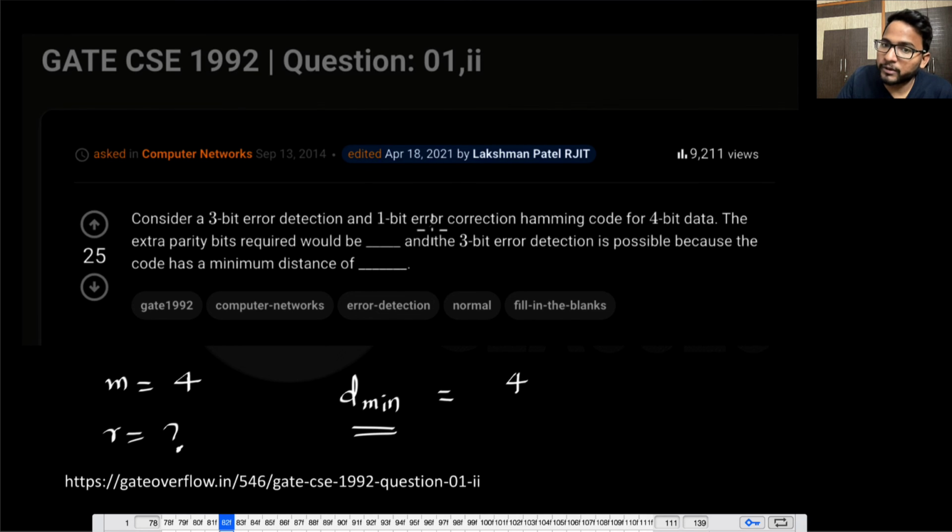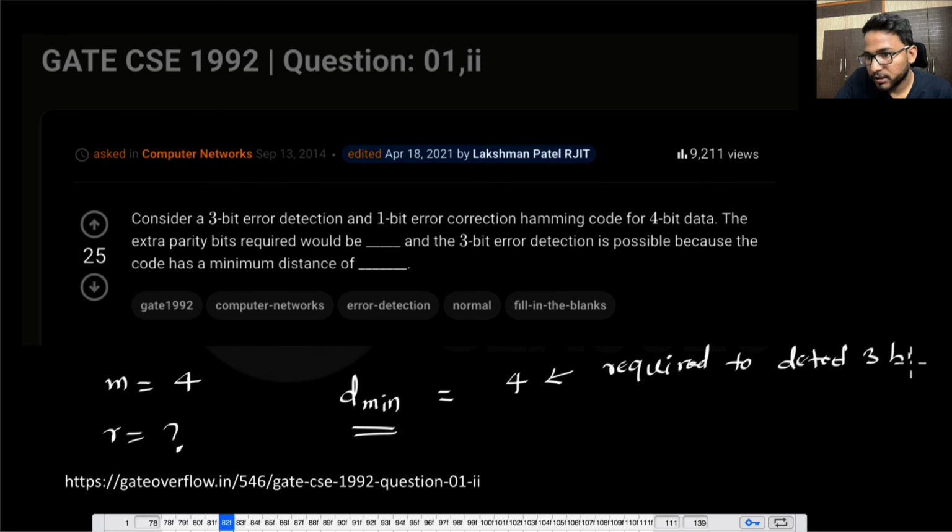But to correct 1 bit, you also need a minimum Hamming distance of 3. So this is the maximum. You can take the maximum, which means you need a minimum Hamming distance of 4, such that you can detect 3 bits and you can correct 1 bit. So this is required to detect 3 bits, and eventually you can also correct 1 bit. That's the complementary part. Now, this is one part of this question.